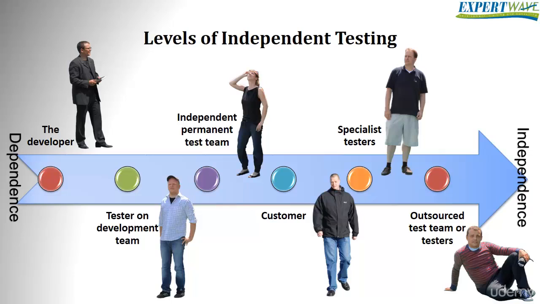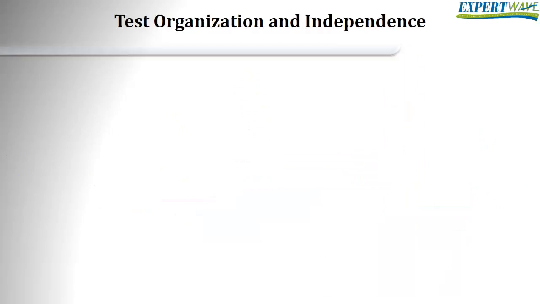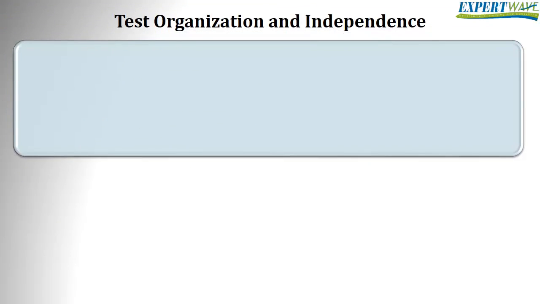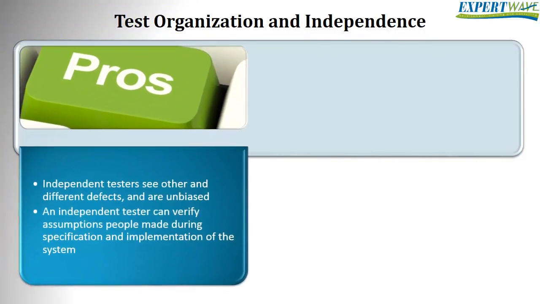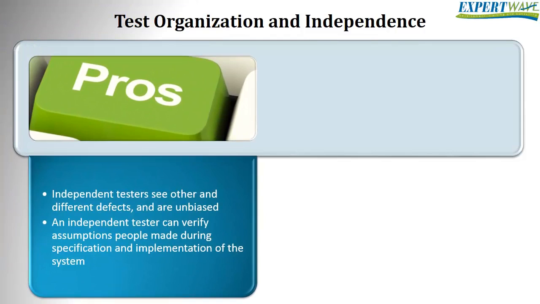To summarize, the pros or benefits of independent testing are: independent testers see other and different defects and are unbiased. An independent tester can verify assumptions that others made during the specification and implementation of the system. If a developer assumed that a value should be in a specific range, then the tester will verify this assumption and will not take it for granted.